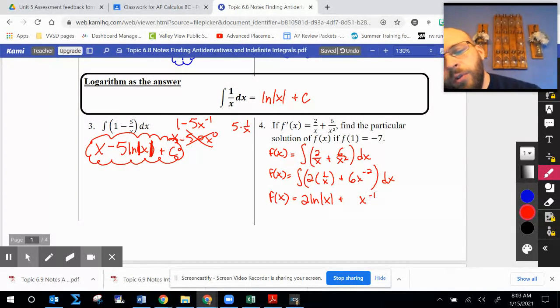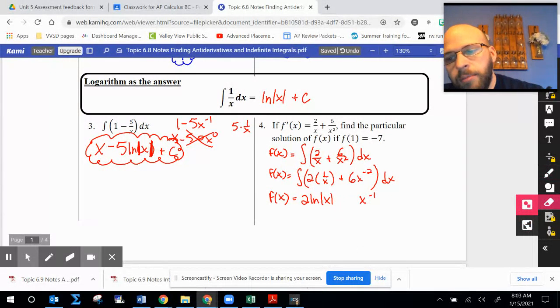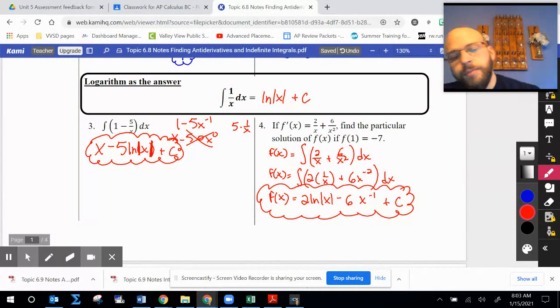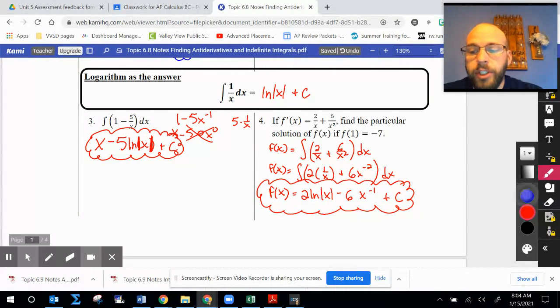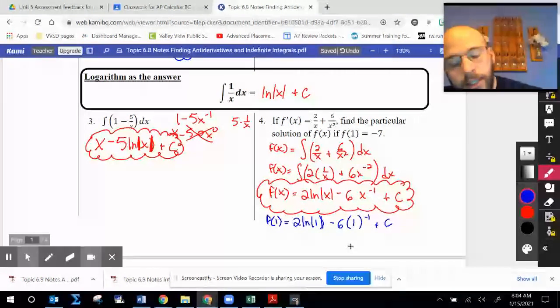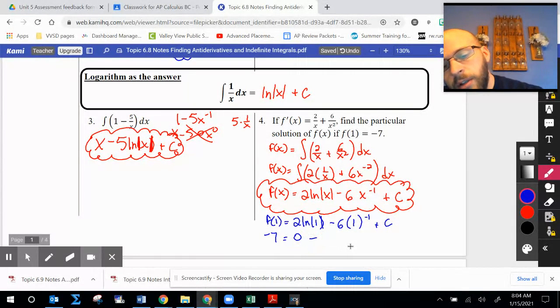Plus, now I'm going to raise it a full degree, so it'd go to the negative 1 power, multiply by the reciprocal. So that's actually going to end up giving me a minus 6 plus c. So this would be my antiderivative. Now, it did want the particular solution, so I can say f of 1 is equal to 2 times the natural log of 1 minus 6 times 1 to the negative 1 plus c. So I know that's a negative 7. 2 times natural log of 1 is 0 minus 6 plus c. So if I add that 6 over, I know c has to be a negative 1.